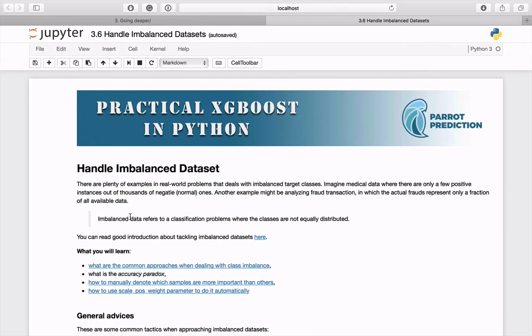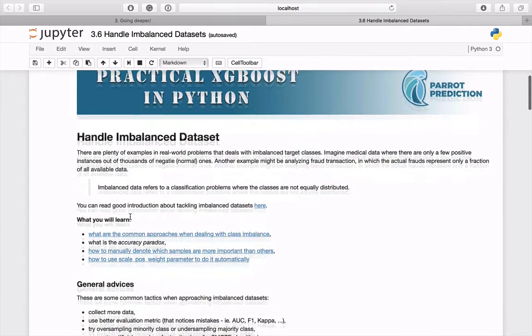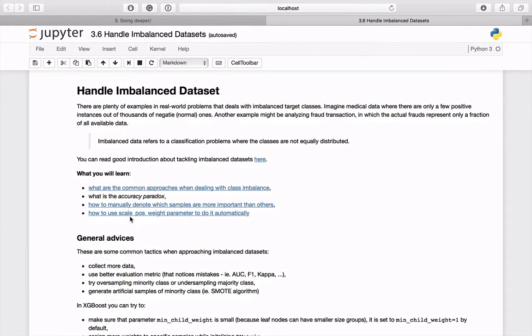This notebook presents how to deal with a common machine learning problem, imbalanced datasets. It's a very popular scenario when target labels are not equally distributed. Real-world examples very often relate to medical or financial cases. So the plan is as follows.